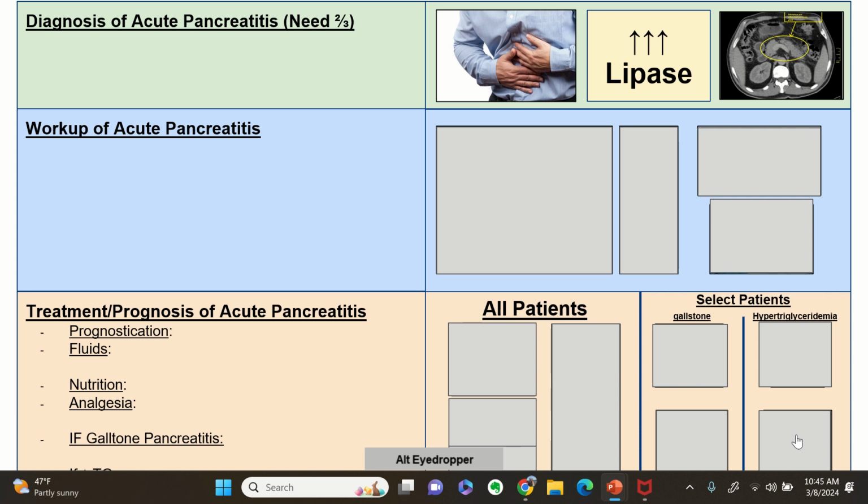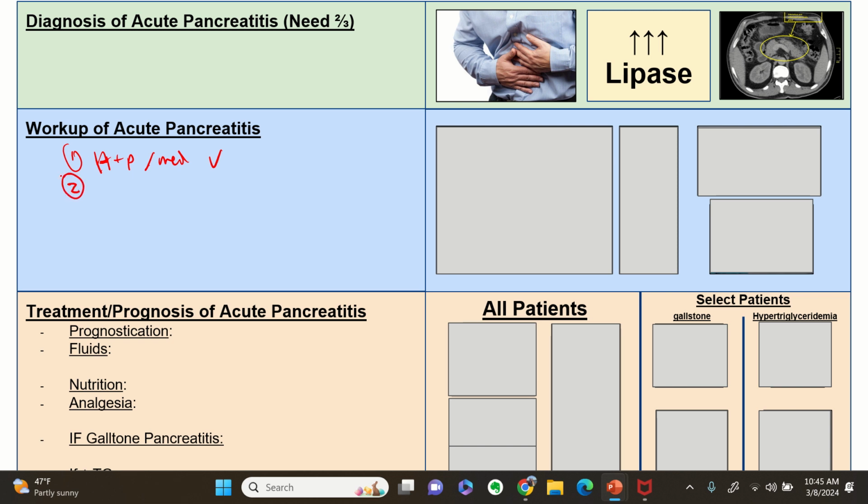So going back to our workup of pancreatitis, what do you always work up? Well, you always want to do, obviously, an H&P, and a med check. You want to see which type of meds the patient is on. You want to see if they drink alcohol. You want to see if they had any trauma that incited this.